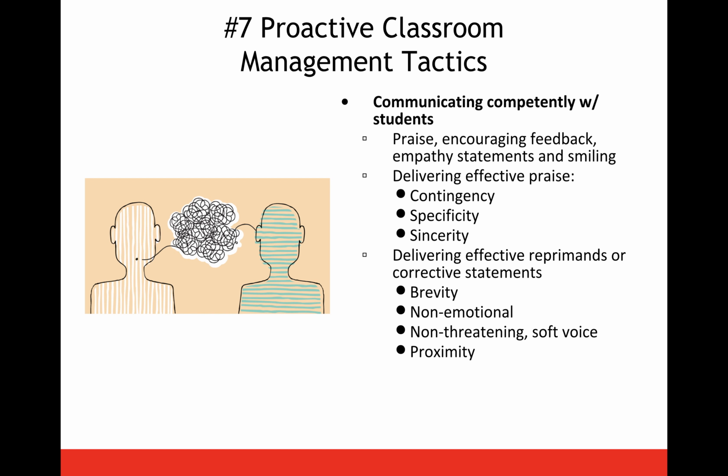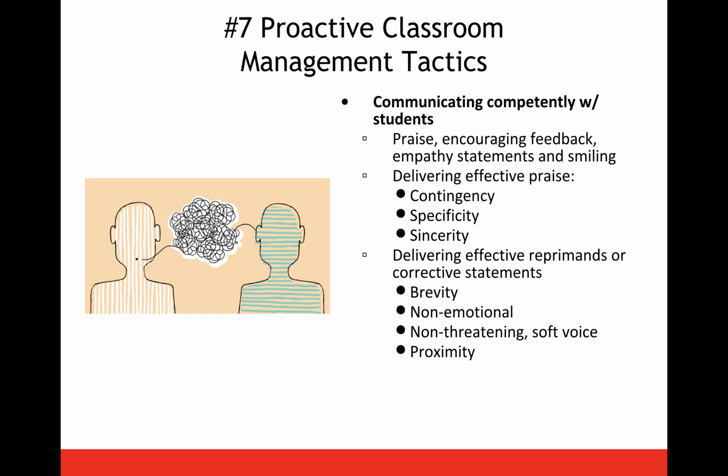And unfortunately, in many cases, we have to deliver reprimands or corrective statements. So you want to be brief with those. You don't want to embed your emotions, particularly in reprimands or in punishment strategies. You really want it to be a non-threatening, soft voice. You want to think about your proximity, so making eye contact with your student. If it's a student who has severe aggression and or someone who has experienced trauma, you want to think about how close is too close, right?